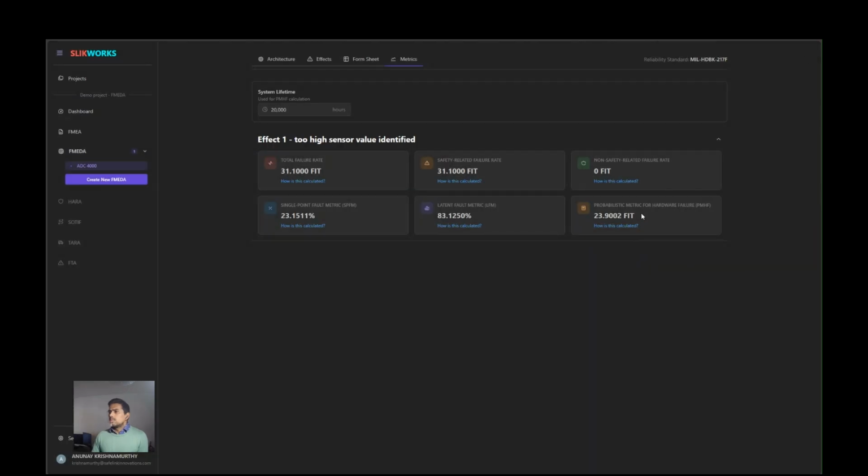Now, what do we do with this PMHF? Again, ISO 26262 talks about what PMHF needs to be achieved for different ASILs. For ASIL D, the PMHF has to be less than 10 FIT. We know that now the overall probability is 23 FIT, which is not less than 10 FIT. Now we need to do something to decrease this FIT, either by choosing different components or by increasing the diagnostic coverage.